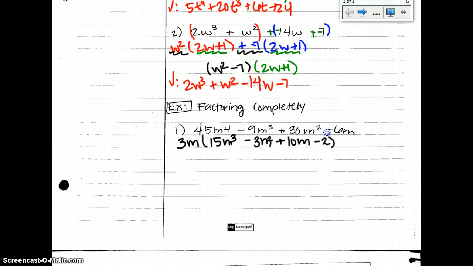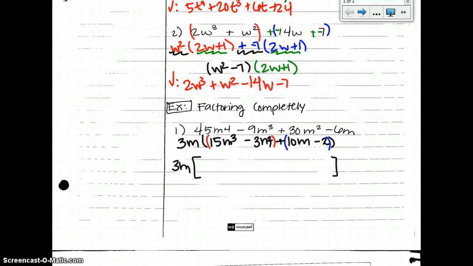Now we are ready to do the grouping. We will group these first 2 terms and then these second 2 terms. To rewrite this, we have 3m, and I'm going to use those big brackets, and these big brackets are going to hold the factoring. Remember, the brackets are just a bigger set of parentheses.